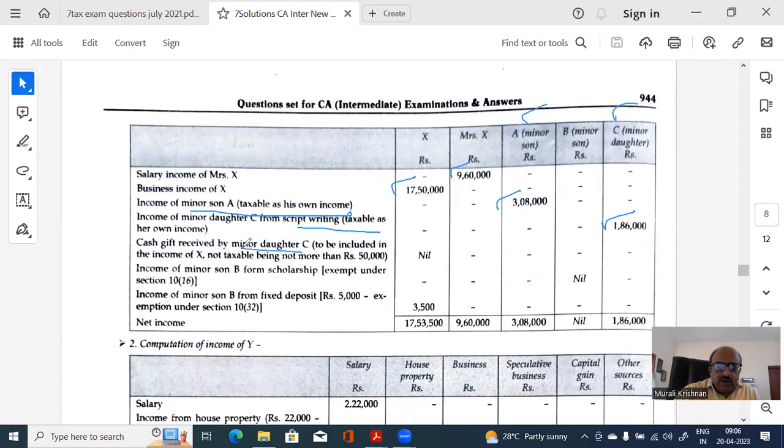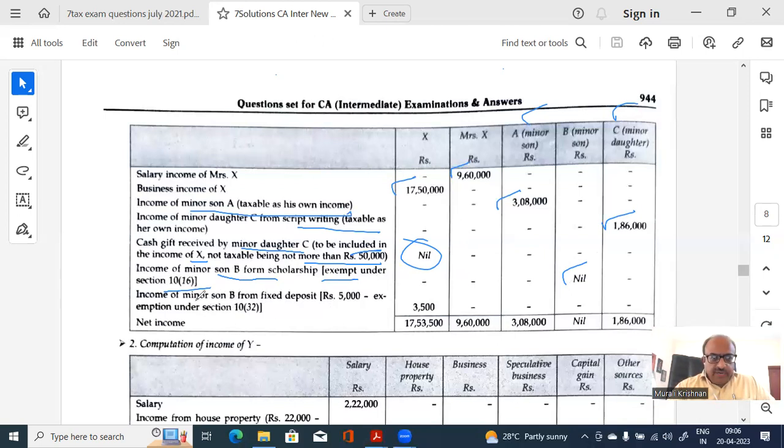Gift to minor daughter C, to be included in the minor's income, is not taxable. That's not more than 50,000. It is for the minor daughter, but because it is below 50,000, a receipt from somebody, that gift is exempt. Therefore, it will not be taxable. Otherwise, it will come here. If it's more than 50,000, it will come here. Similarly, minor son B, scholarship exempt under 10(16). So the scholarship income itself is exempt. Therefore, it will not be taxed at all.